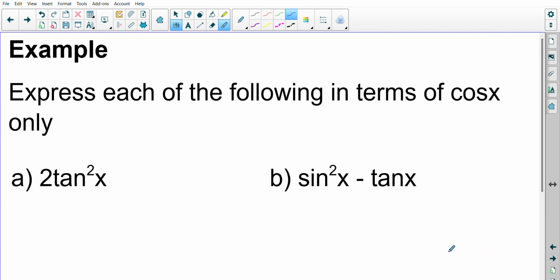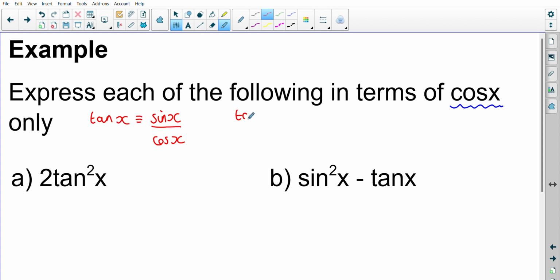The next example is saying express each of the following in terms of cos x only. So I'm only allowed a cos x in my answer. There might be numbers, operations, all those things, but I can't have a sine or a tan basically. So if I go to the first one, thinking about the identities again, now I can see a tan squared x. If I just write the identity I've got for tan in terms of x, it's this.